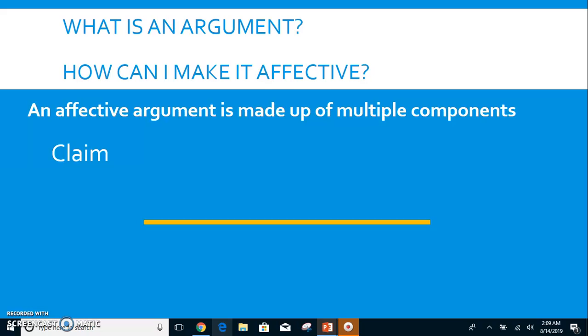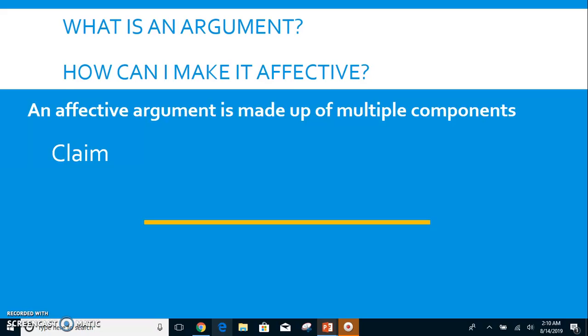First off, we need a claim. Now, a claim is just the main argument that you're making. It is what you're trying to prove, or the statement that you have said. Now, there is no evidence so far with a claim. You're just making a bold statement.